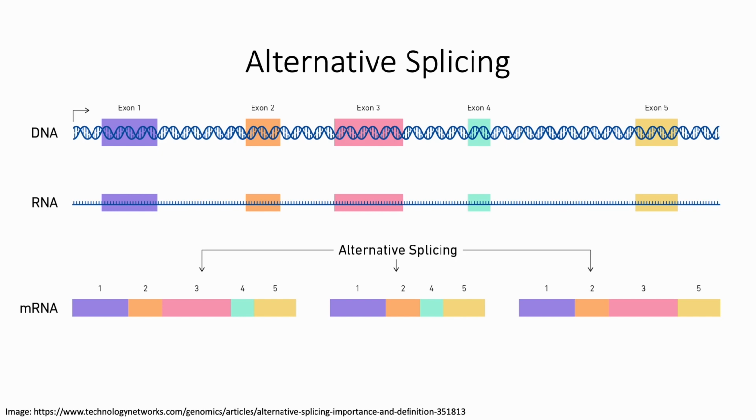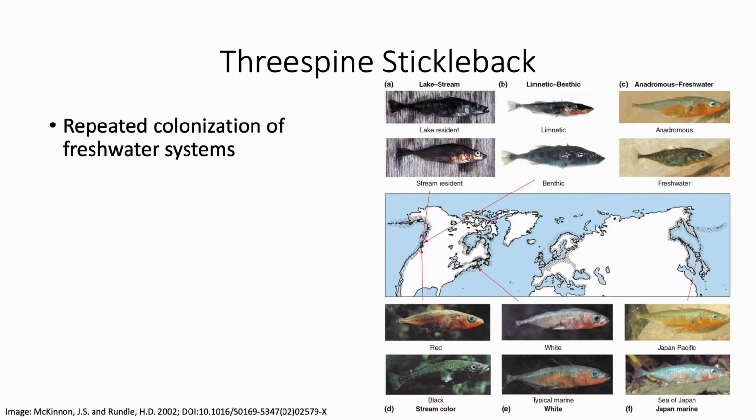In order to study this, we utilize threespine stickleback, which are fish that have repeatedly colonized freshwater systems globally, which you can see in this figure here, which highlights their distribution in the northern hemisphere, as well as the various model systems used to study this organism. The focus of this project is on this lake stream model.